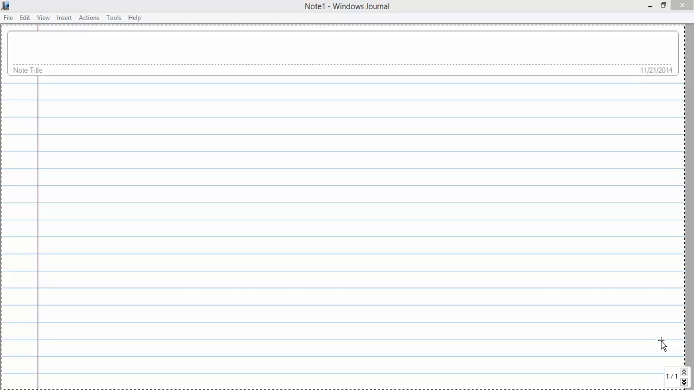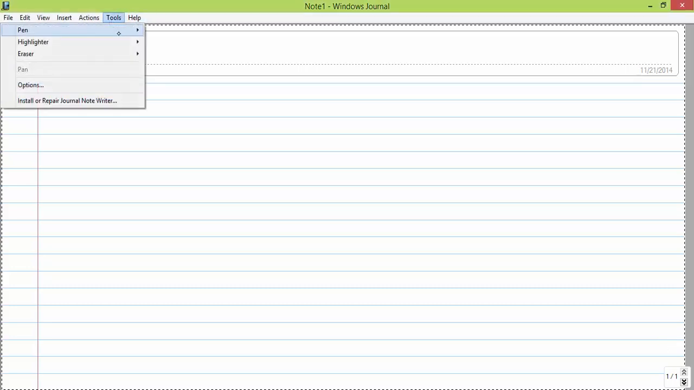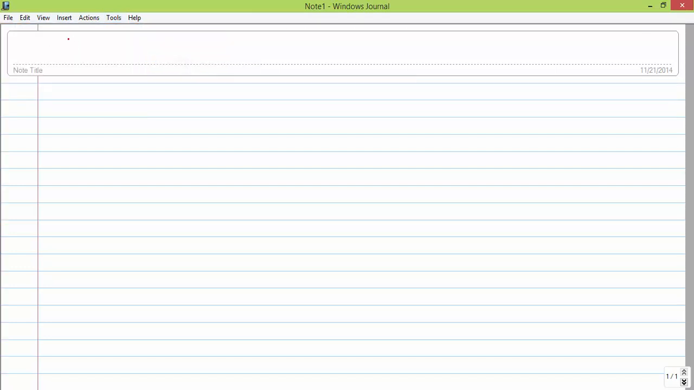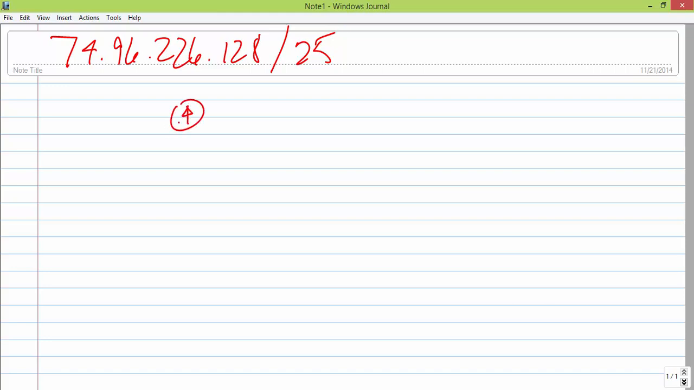Okay, let's subnet the subnetting practice problems I gave you. Our first one, we have an IP address of 74.96.226.128, and we're at a 25-bit network. In this one we have two routers, and we've got a WAN connected between them. On this one we have 12 hosts, and on this one we have 50 hosts.